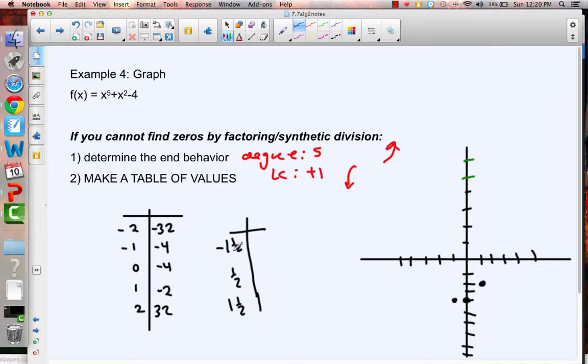When I plug in -1.5, I end up getting -9. So I could go to -1.5 and then all the way down to -9. So that's 4, 5, 6, 7, 8, 9. So that's right about there. When I plug in 1/2, I'm going to get I think it was -3.7 roughly. So I go to +1/2 and then -3.7, 1, 2, 3.7. And when I plug in 1.5, so let's see, 1.5 to the 5th is 7.6, and then 1.5 squared is 2.25.